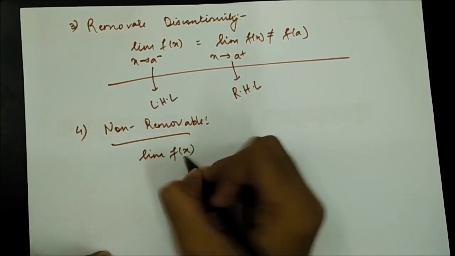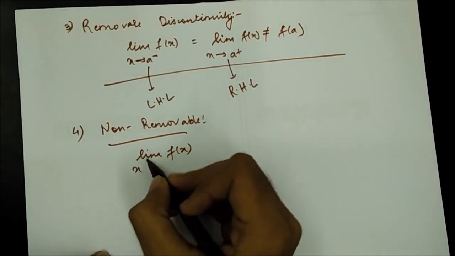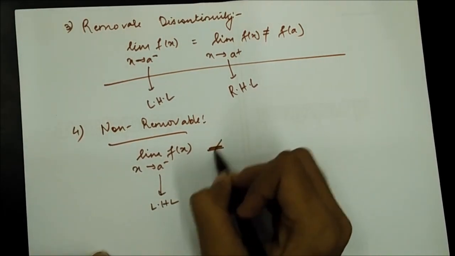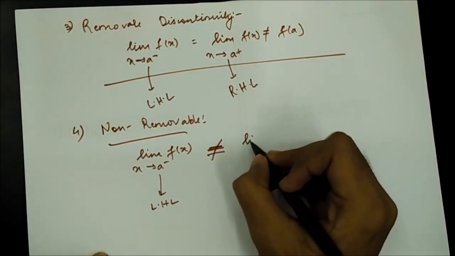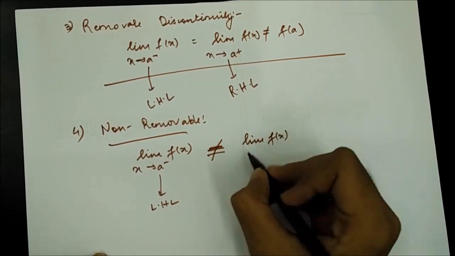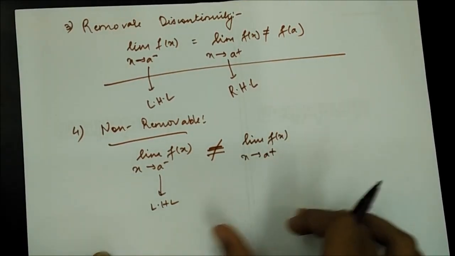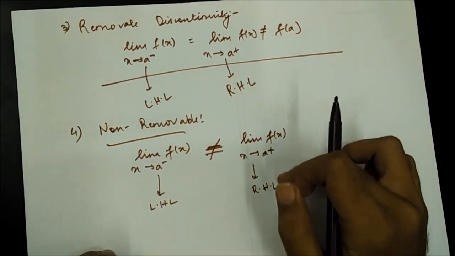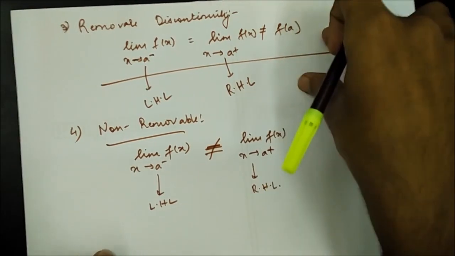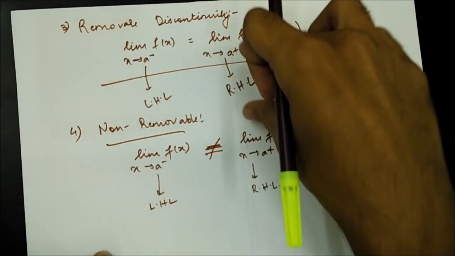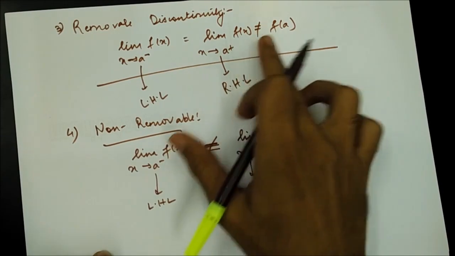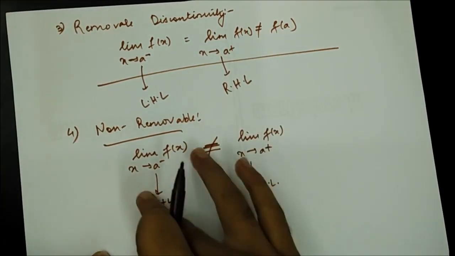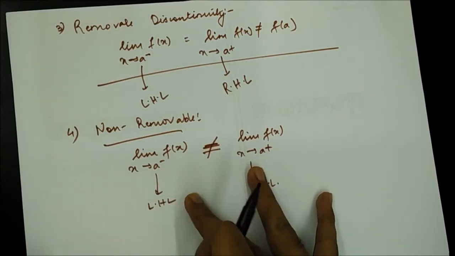So the limit of f(x) as x tends to a minus is the left hand limit, and the right hand limit is the limit of f(x) as x tends to a plus. If these both are not equal, not matching, then it is known as a non-removable discontinuity. Whereas in removable discontinuity, the left hand limit and the right hand limit were equal, but they were not equal to f(a). That's why it was known as removable. Whereas in non-removable, these both are not equal.